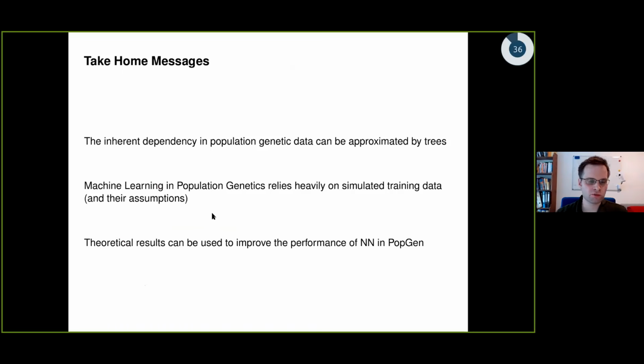So take-home messages would be: the inherent dependency in population genetic data can be approximated by trees, and this information can be very valuable. Machine learning in population genetics relies heavily on simulated training data and also their assumptions, and there's no easy way around that. And theoretical results can be used to improve the performance of neural networks in PopGen, as we've done in this simple study I just showed you.